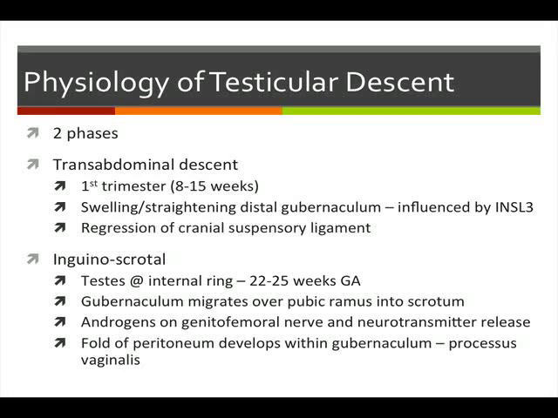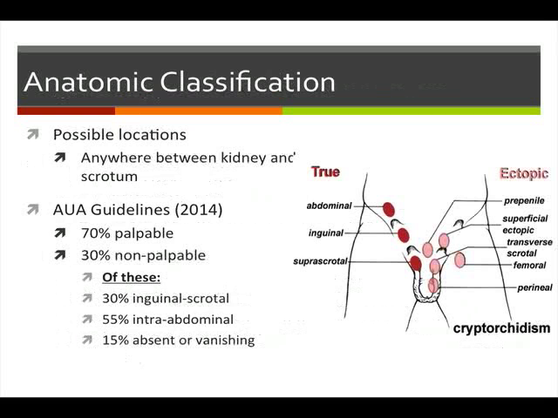This is followed by the inguinal scrotal phase, where the testes comes down to the internal ring, and that's about 22 to 25 weeks gestational age. Afterwards, the gubernaculum comes over the pubic ramus and comes down to the scrotum. There are all these androgens that are released along the genitofemoral nerve, and also transmitters, which help with this process. Essentially, you also get a fold of peritoneum developing within the gubernaculum, and that's your future processus vaginalis.